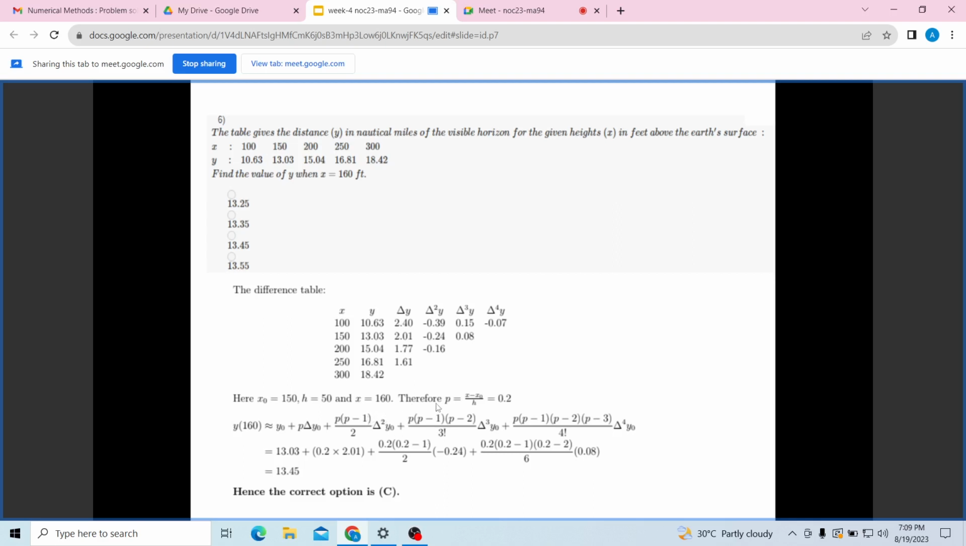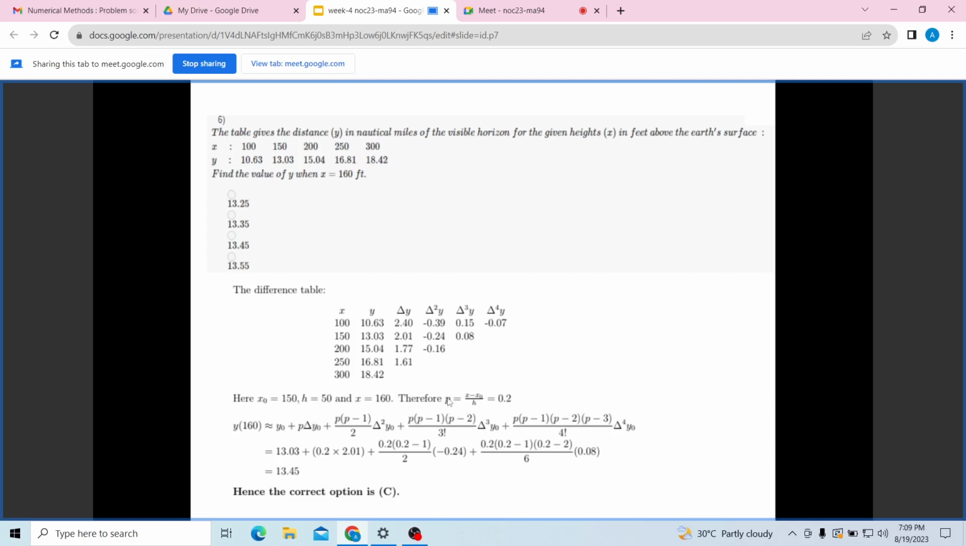Fine. Now using these values you can calculate the p. So p is given by x minus x naught by h. So when you calculate it, you'll get 160 minus 150 by 50, that will give you 0.2. Fine.